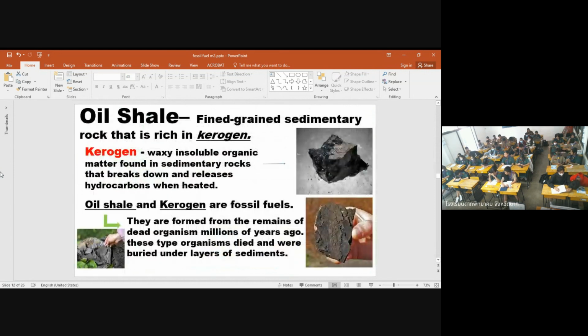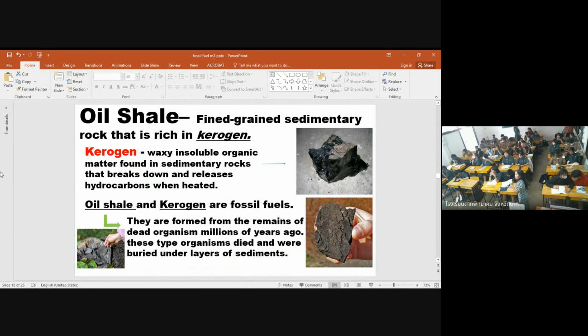Now we will continue our discussion with oil shale. When we say oil shale, listen, it's a fine-grained sedimentary, tarry rock that is rich in kerogen. When we say kerogen, it is a waxy, insoluble organic matter. It means it's like a shiny one, waxy.